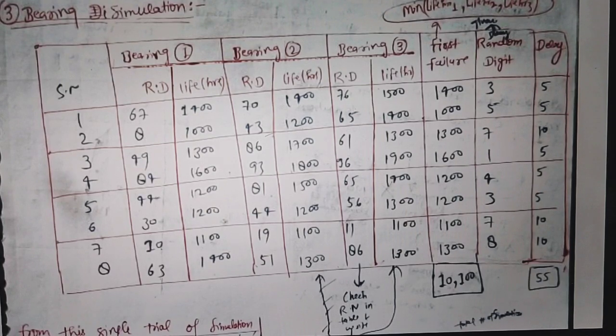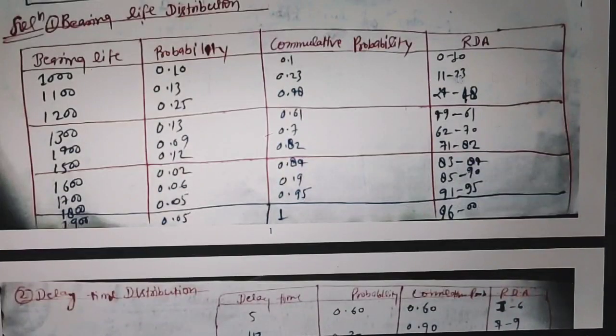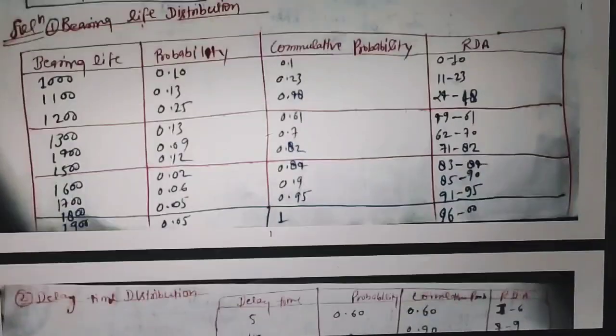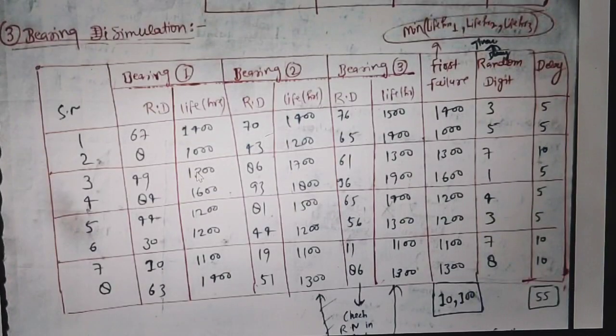Accordingly, 8 lies in this section, which is a bearing life of 1000 hours. And 49 lies in this section, so 1300. Accordingly we can calculate for bearing 1. For bearing 2, we again look at the random numbers and write their life hours accordingly, and for bearing 3 we do the same thing.